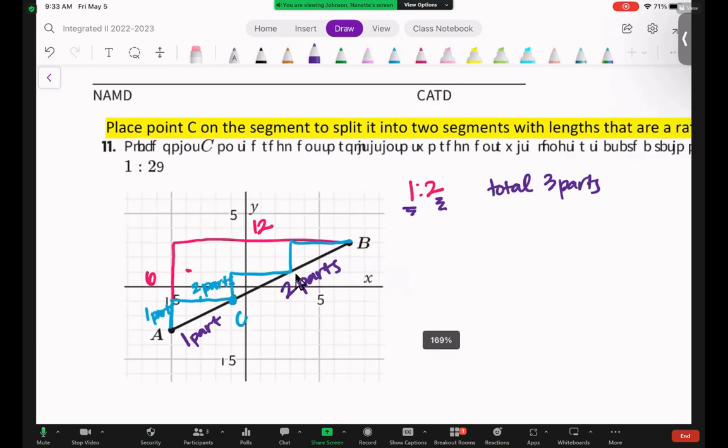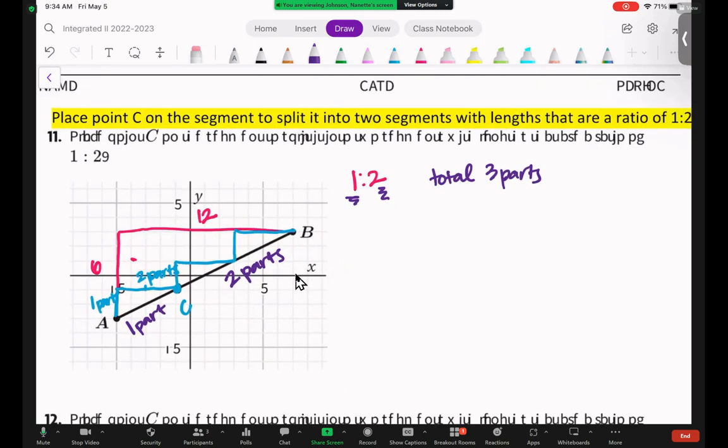So this problem here, there's other ways to do it as well, but this was kind of the quickest way that made sense to me that I could explain really, really well.